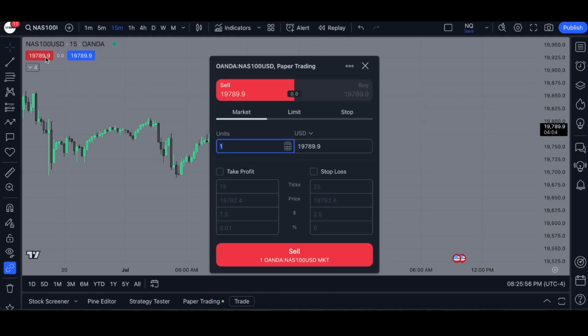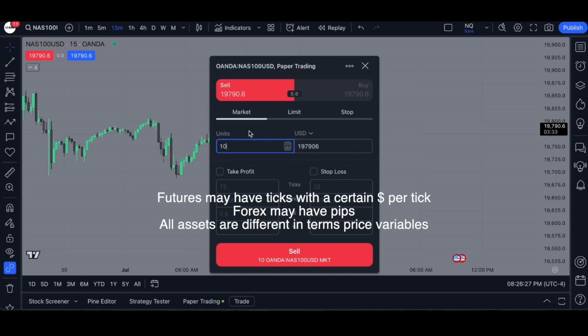So I'm going to click on this. Let's say we're expecting the market to go down. Let's just go with 10 units. That'll translate to roughly this amount of money. That doesn't matter because it's paper. Everything you trade on is going to be converted differently, whether it's units, shares, futures, or contracts. Everything has a different unit to measure the price in.